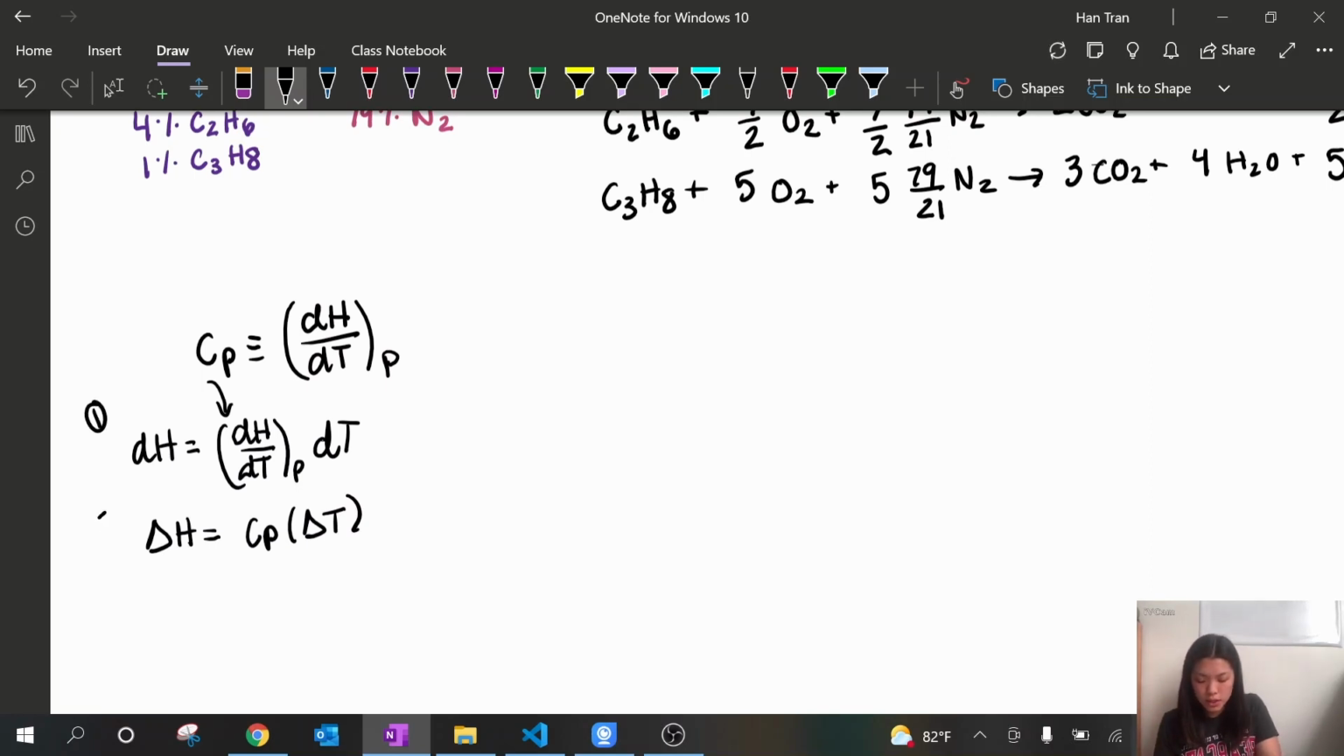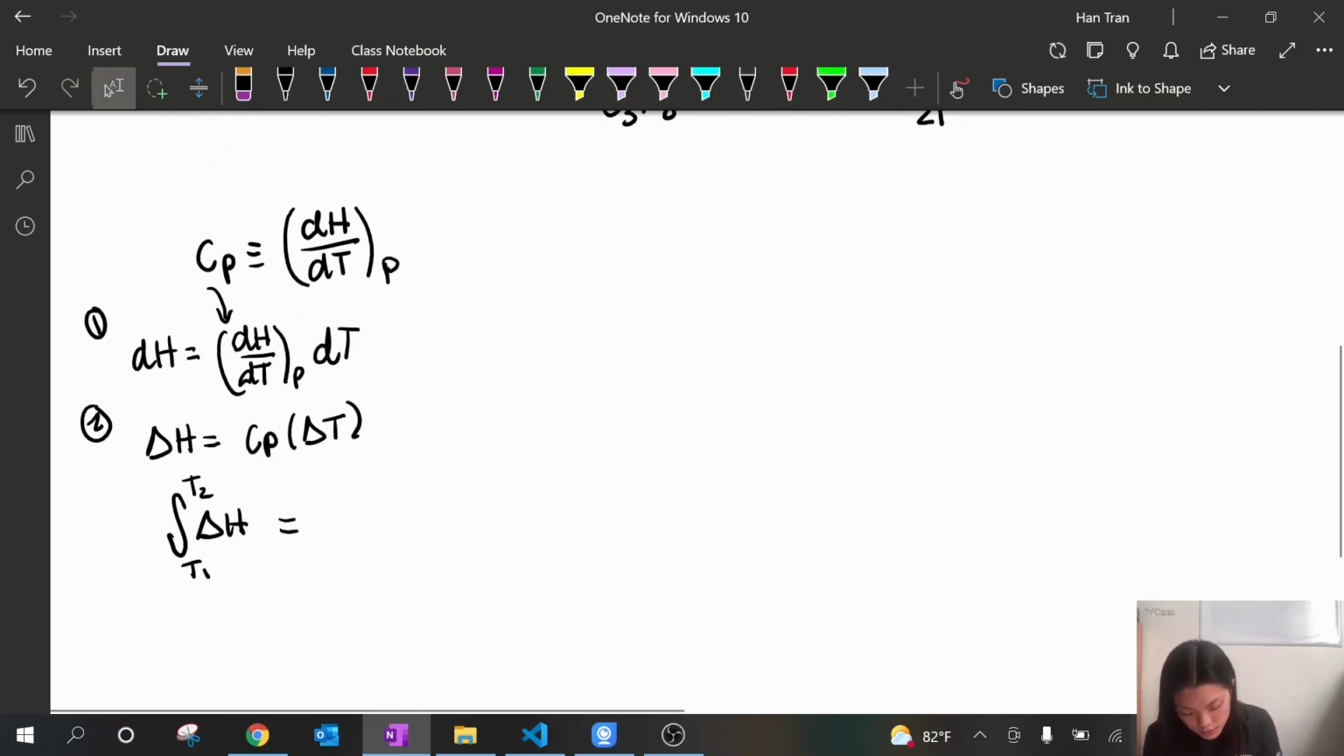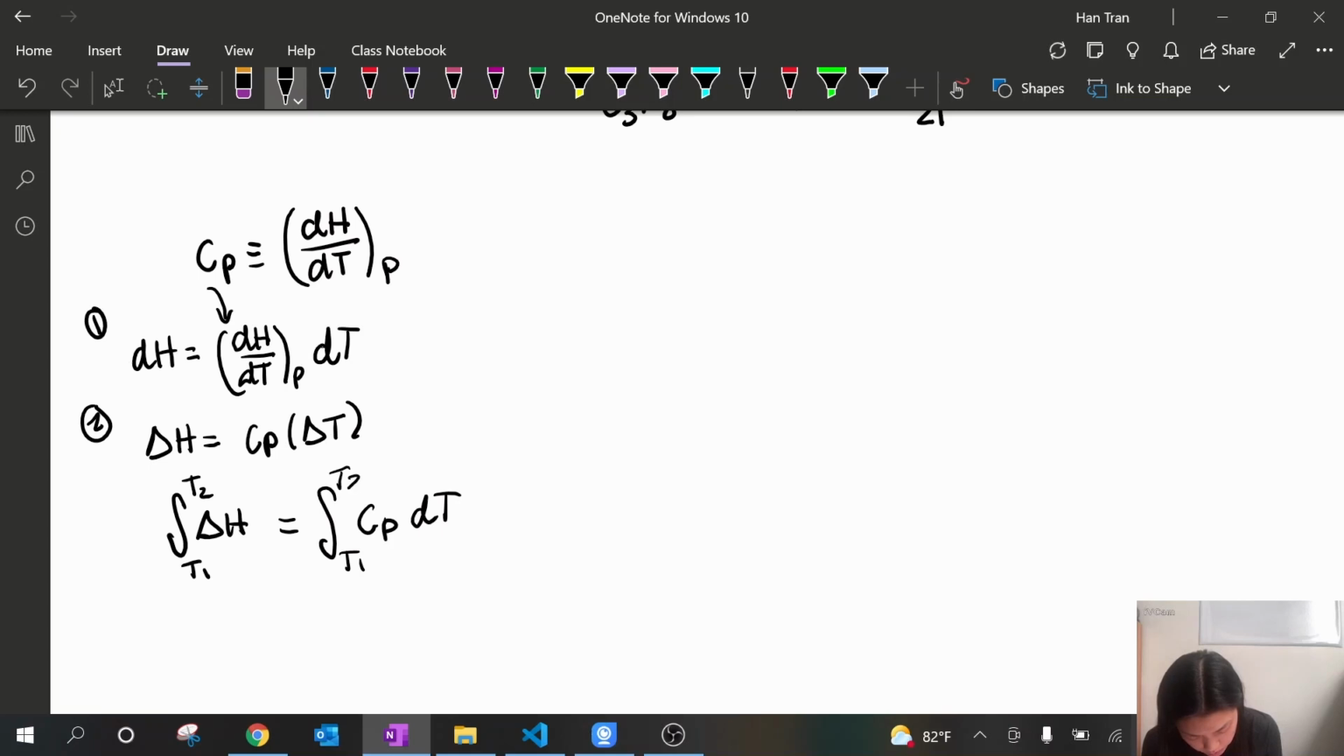Now, in this first equation up here, the change in temperature is small, so it can be assumed that the heat capacity is constant. But in the second equation, the range of the temperature change is unknown, so it cannot be assumed that the heat capacity is constant. So we have to take the integral of the change in enthalpy from temperature 1 to temperature 2, and that's going to give us the integral of the heat capacity dependent on a change in temperature from temperature 1 to temperature 2.